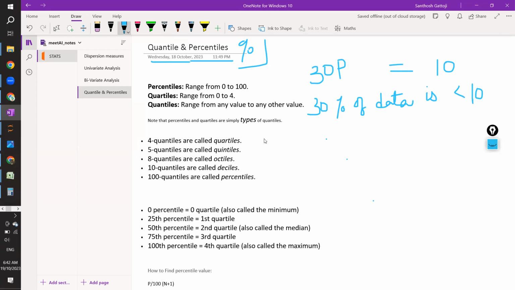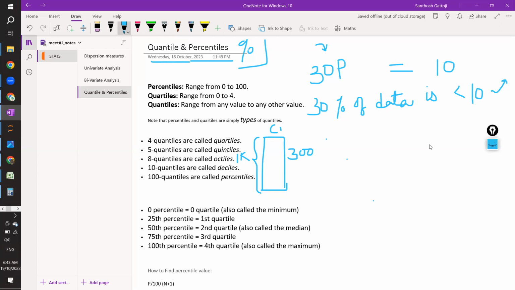I don't know the data. Let me call it a column. There is some column C1. There might be any number of rows, guys: 10 rows, 20 rows, 1000 rows, 1 lakh rows. I don't know. But when we say 30 percentile of this data equal to 10, that clearly means 30 percentage of this data is less than 10. If we have 1000 rows, 30 percentage is 300 rows. 300 rows of this data are less than 10.